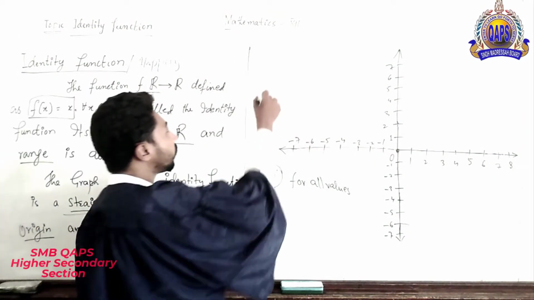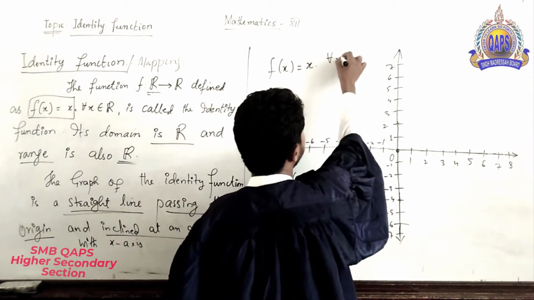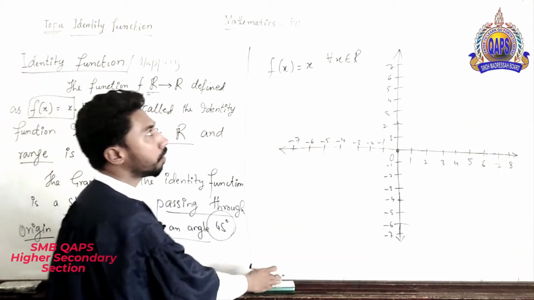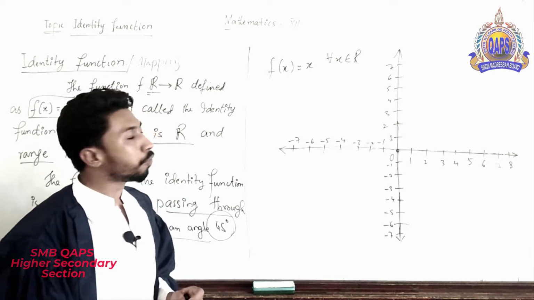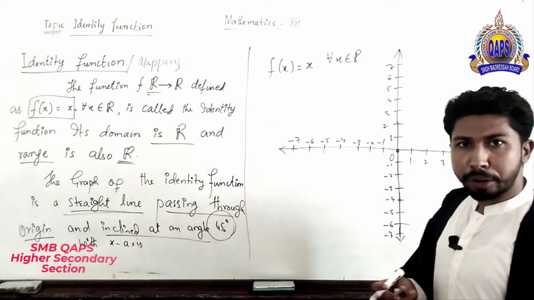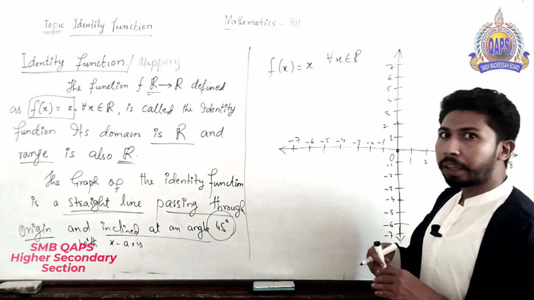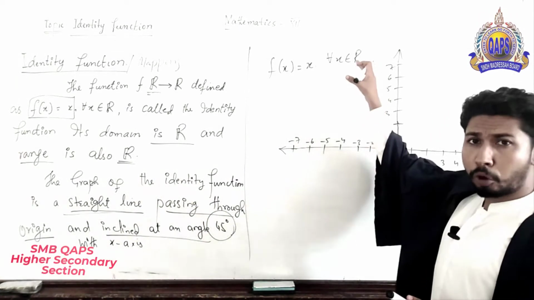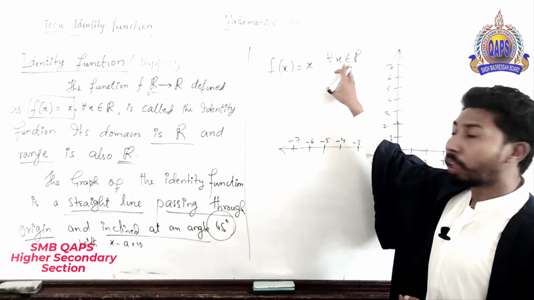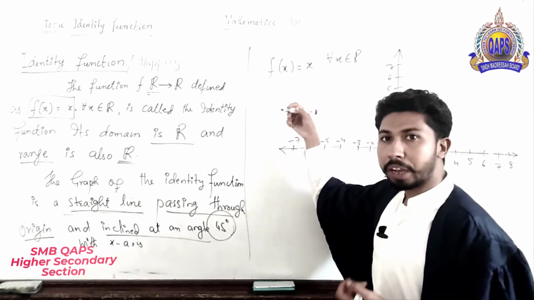So here the function is given as f of x equals x, for all values of x belonging to the real numbers. If we put any value of x in this function, we can choose any real number. You know that every number, either positive or negative or zero, is included in the real numbers. So you can suppose any number, either positive, negative, or zero.